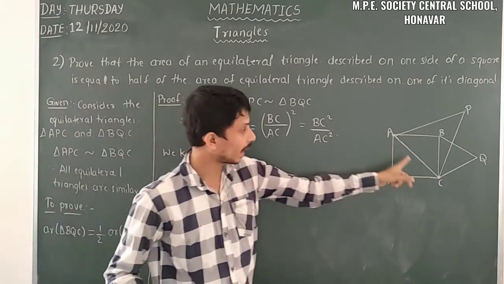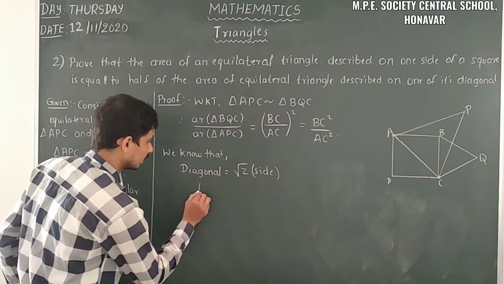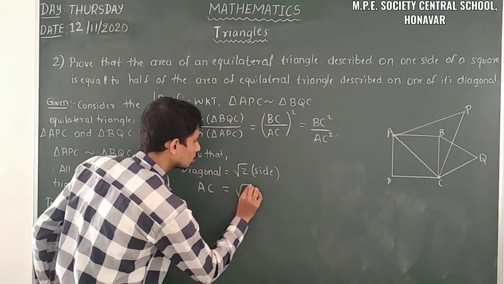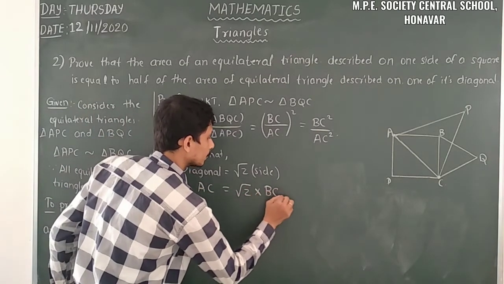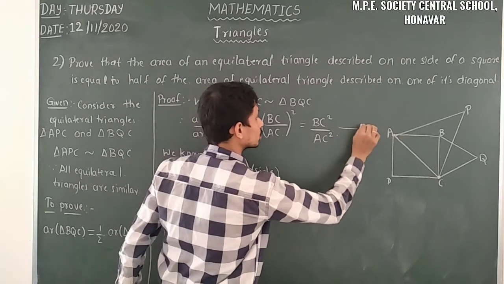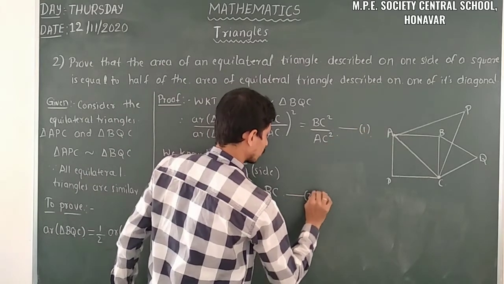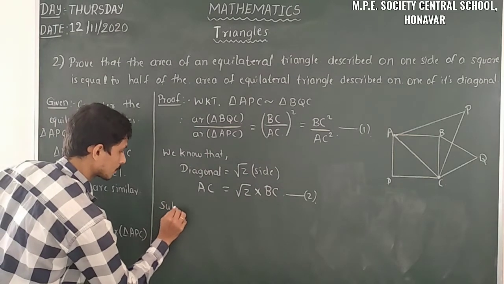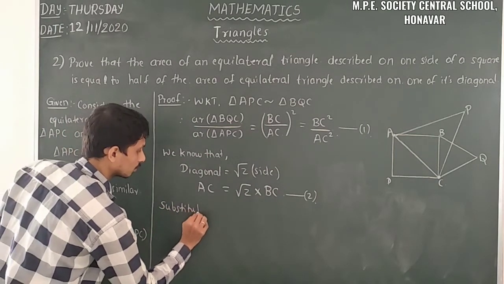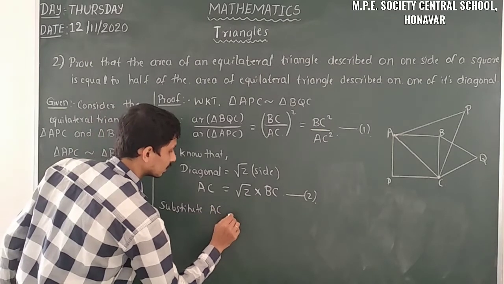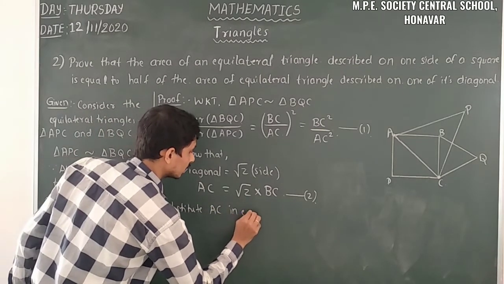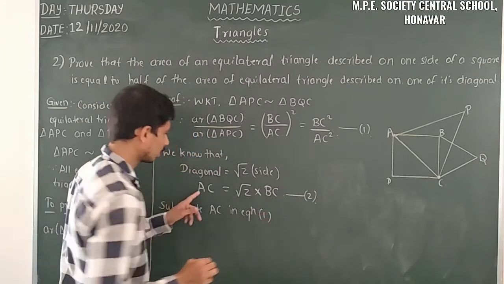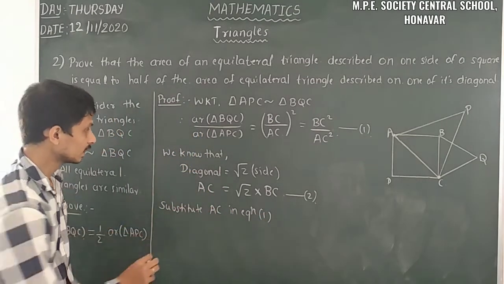So what is the diagonal here? AC. AC is equal to root 2 into BC. So here I will take this as equation number 1 and take this as equation number 2. Substitute the value of AC in equation 1.